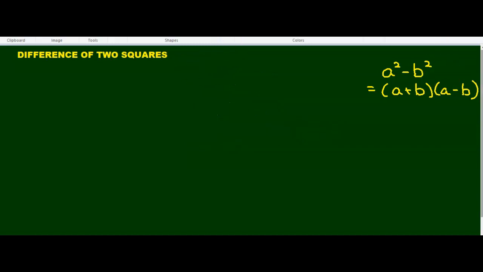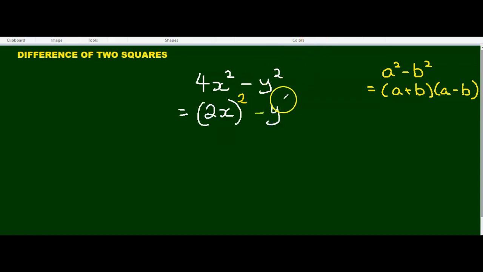Let's try another problem. Let's say we have 4x squared minus y squared. So what's our a and what's our b? Let's make our first term into a perfect square, which gives us (2x) squared minus y squared. Now, comparing your (2x) squared and y squared to your a and b, do you see that your a is now 2x and your b is now y?